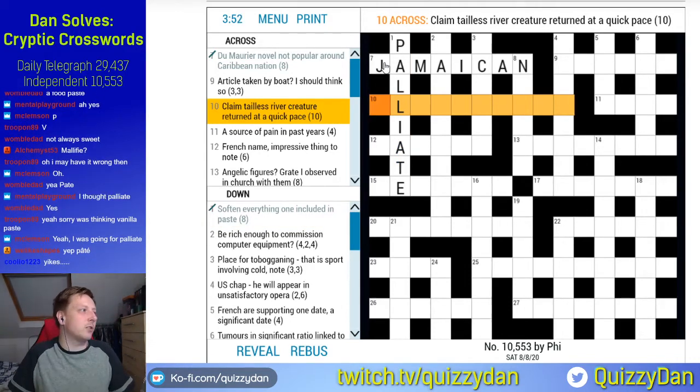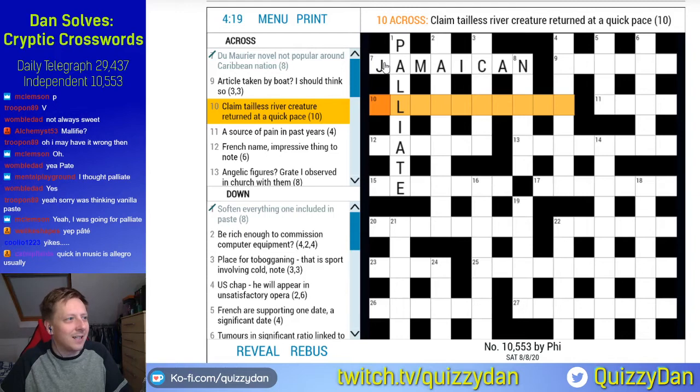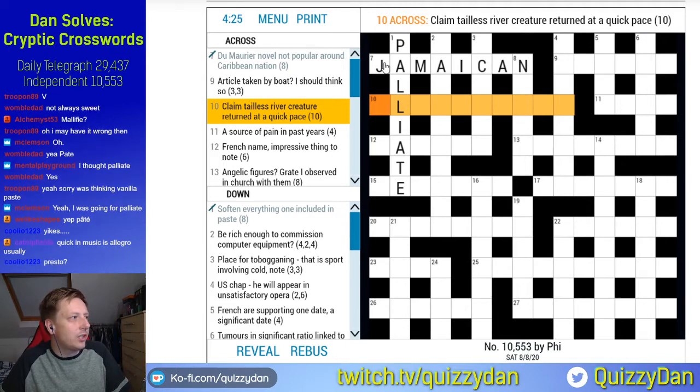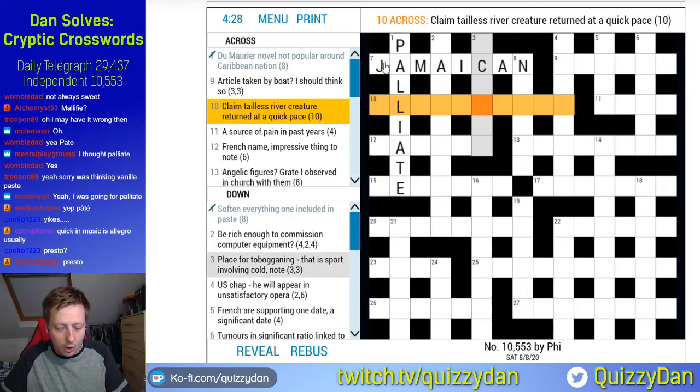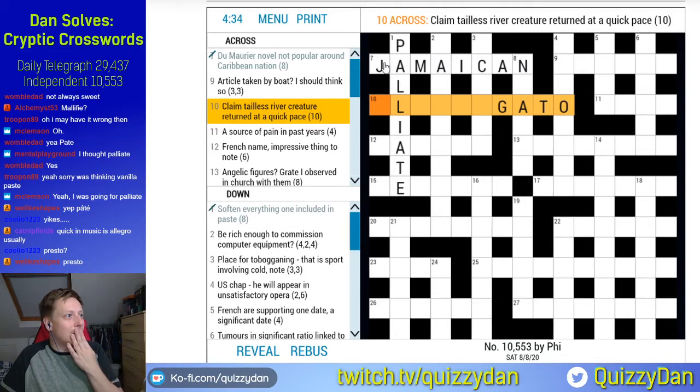10 across. Claim tailless river creature returned at a quick pace. Is we going to have another gator? Oh, this is going to be, I think, okay. I need some musical knowledge here that I don't think I have. At a quick pace, we probably need the musical term for that. Like, is it al dente? No, al dente is a way of cooking pasta. Allegro. It'll be ALL something. A tailless river creature could be a gator, which could be gatto, couldn't it? So isn't there something like an allegrato or something?